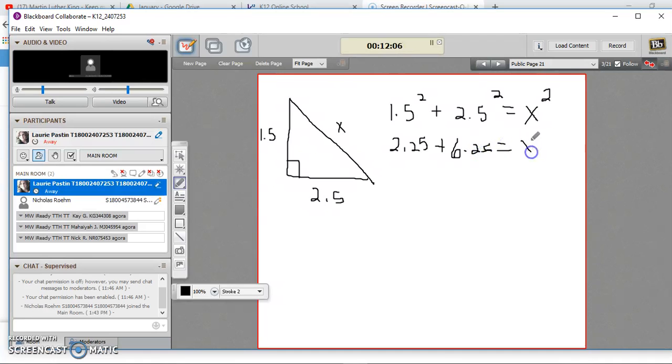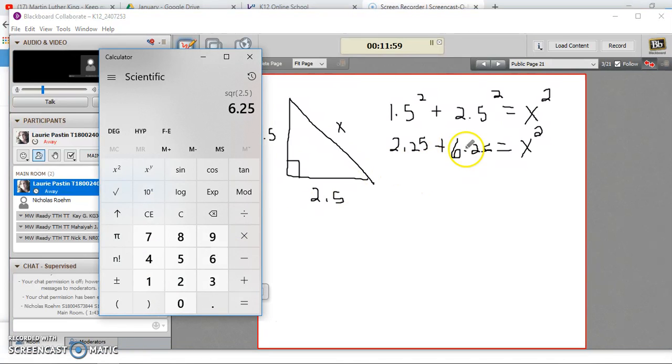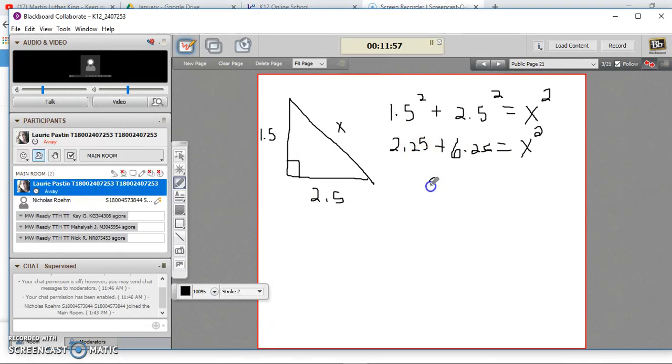That's going to equal x squared. So I add those two numbers together and take the square root. 6.25 and 2.25 is 8.5. And remember, you don't want to solve for x squared, you want to solve for x. So you're going to take the square root, and that would be your answer because this is going to be an irrational number. It's not a perfect square. So x is going to equal the square root of 8.5.